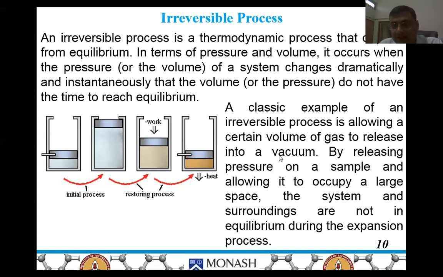A classic example of an irreversible process is allowing a certain volume of gas to release into a volume, and by releasing the pressure on a sample and allowing it to occupy a larger space, the system and the surrounding are not in equilibrium during the expansion process. As we can see here, this is the initial process and this is the restoring process, but it occurs suddenly. You can see there is sudden expansion of the volume.